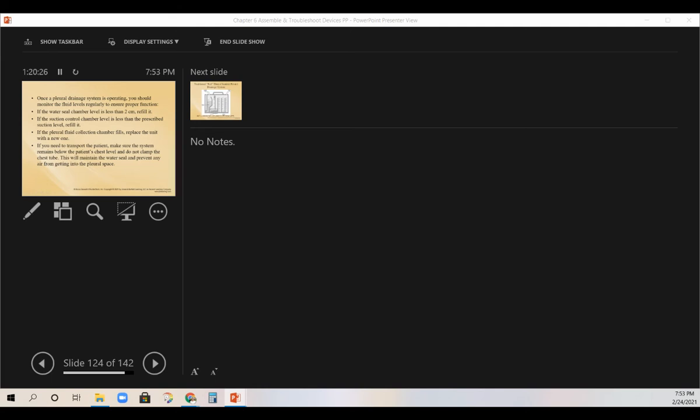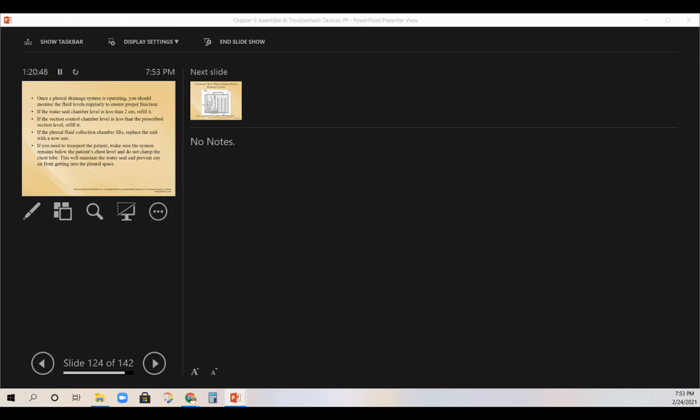Once the pleural drainage system is operating, you should monitor the fluid levels regularly to ensure proper function. If the water seal chamber level is less than 2 centimeters, you need to refill it. And if the control chamber level is less than the prescribed suction level, you need to refill that. And if a pleural fluid collection chamber fills, replace the unit with a new one.